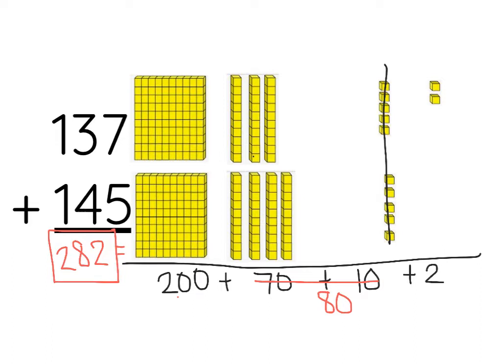Notice our hundreds are lined up and our tens are lined up. We still like the 5 groups together with our extras.